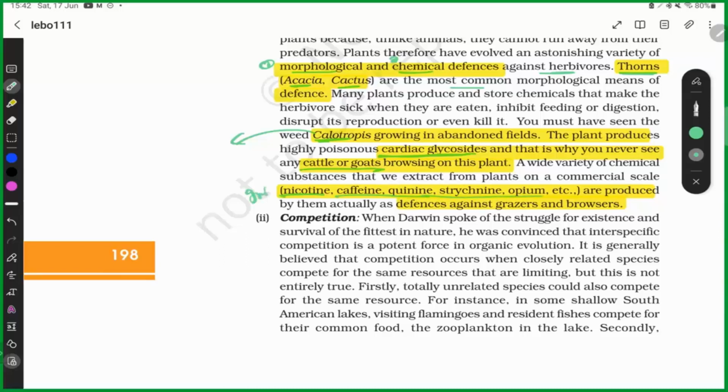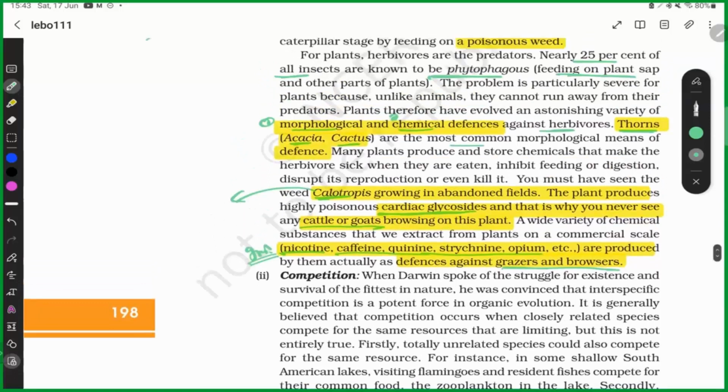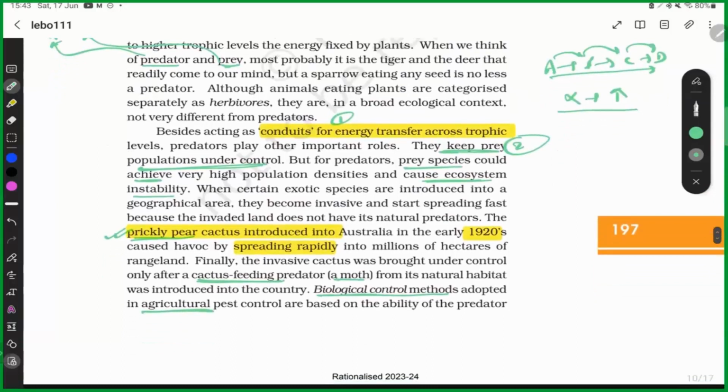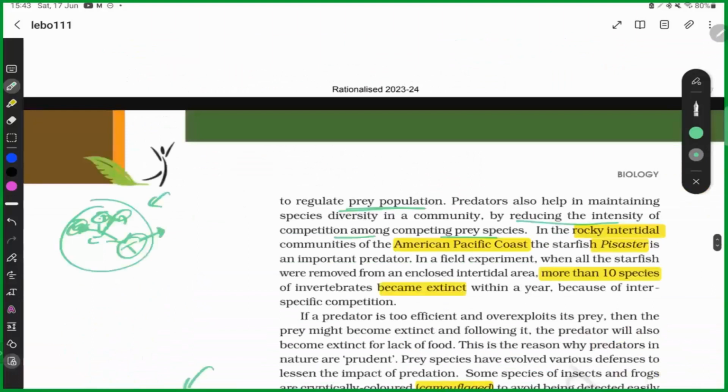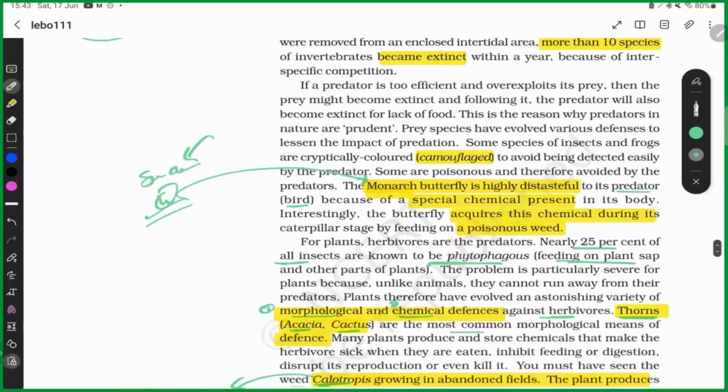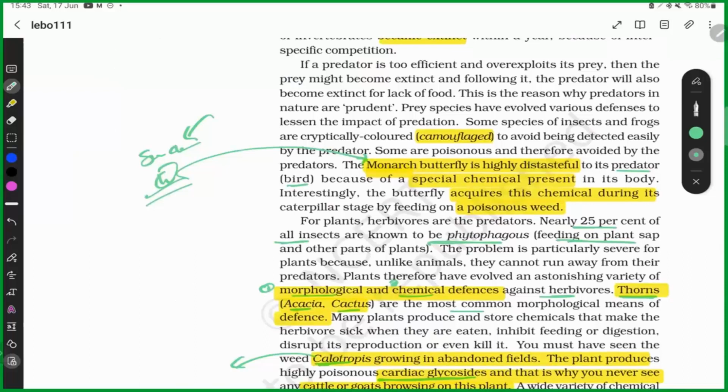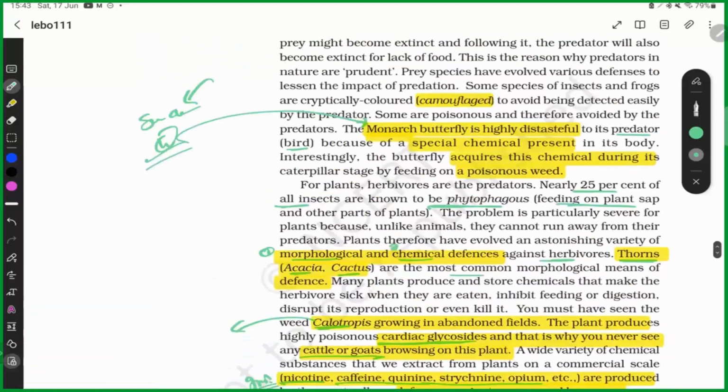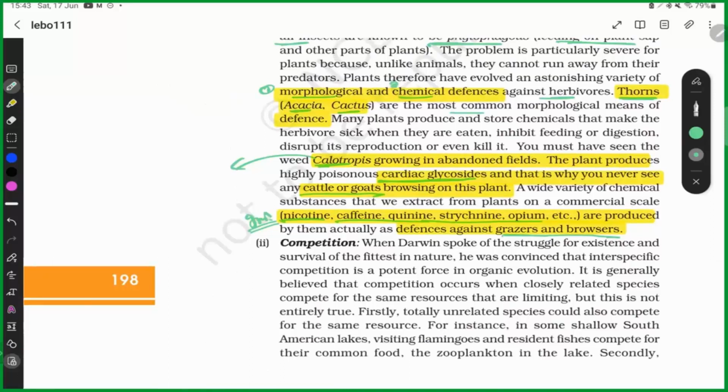So predation is plus minus. Importance of predators: conduits for energy transfer, keeping prey population under control. This is the example. Also reducing the intensity of competition, which is also an importance, and this is the example. Camouflage. What are the different mechanisms to evade the predator? One is camouflage. Another is different adaptations or morphological changes in plants.